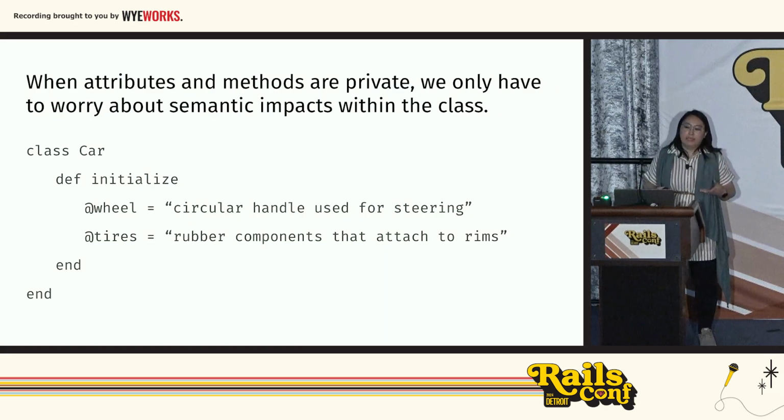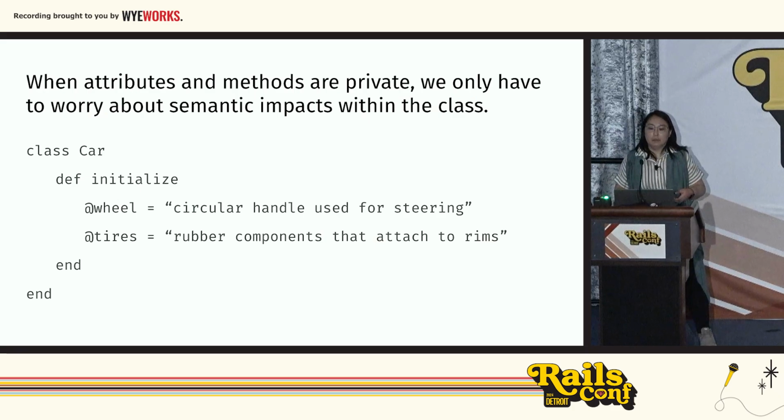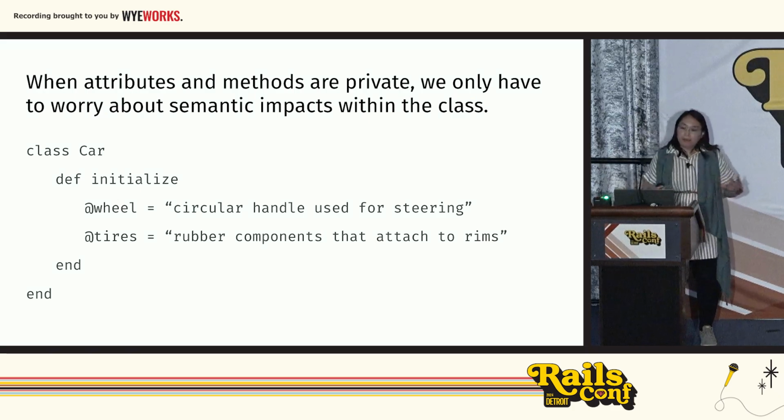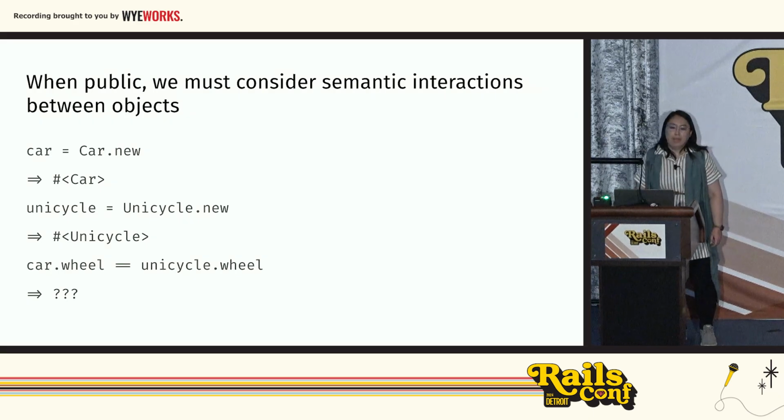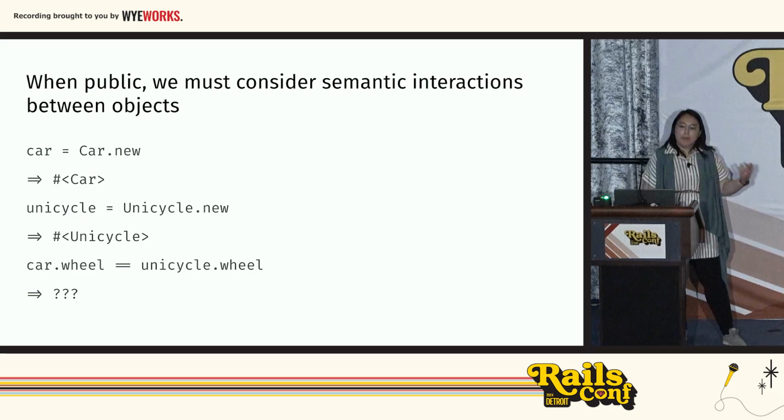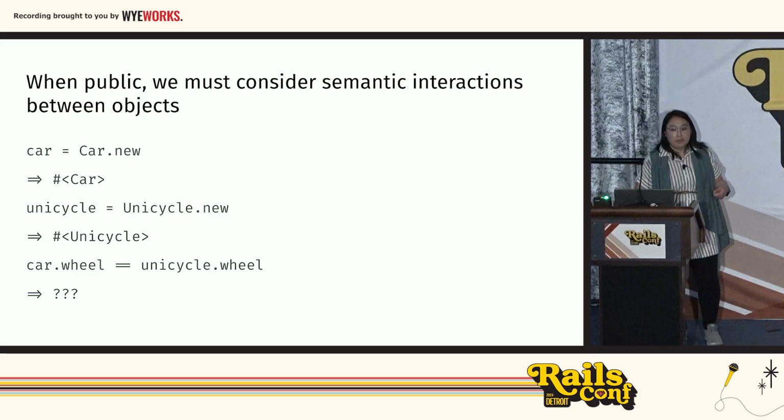And classes act as a similar type of frame on our code. When attributes and methods are private, we only have to worry about the semantic relationships within the class. Right? Here we have a wheel for steering and tires for motion. However, when attributes and methods are public, we must consider the semantic interactions between different objects. In this case, we also have a unicycle, and that has a wheel. Is the car wheel the same as the unicycle wheel?